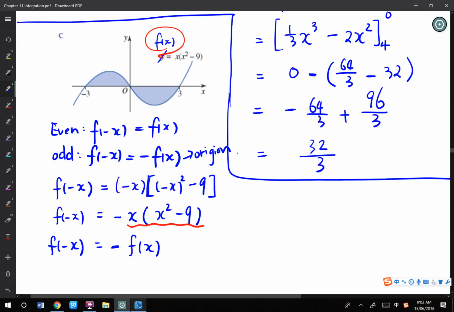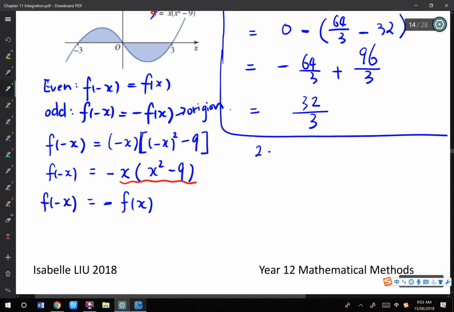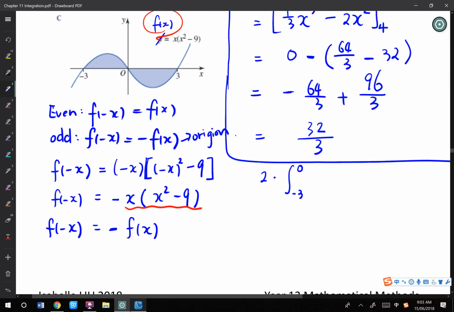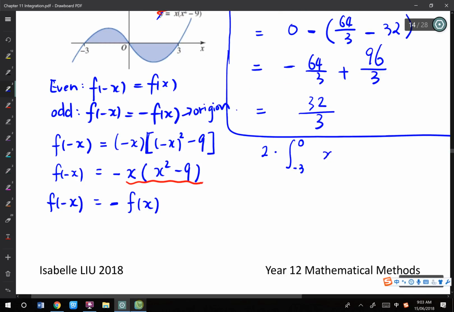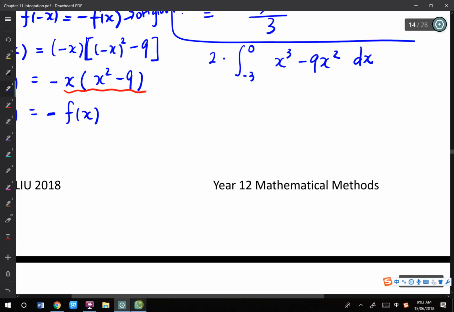So one way of doing this is 2 lots of, well, I can just go from -3 to 0. Or 3 to 0 will be the same. 3 to 0 will give you a positive region as well. And then, because I want to anti-differentiate, I will better expand it, dx. That's 2 lots of 1 over 4 x to the power of 4 minus 3x to the power of 3.